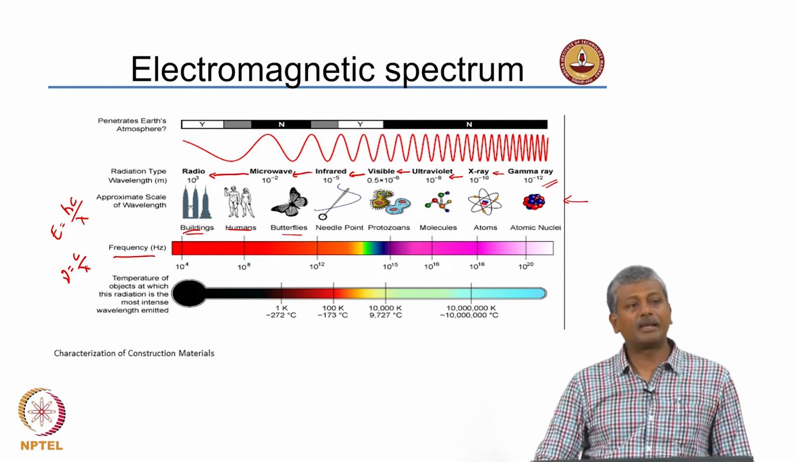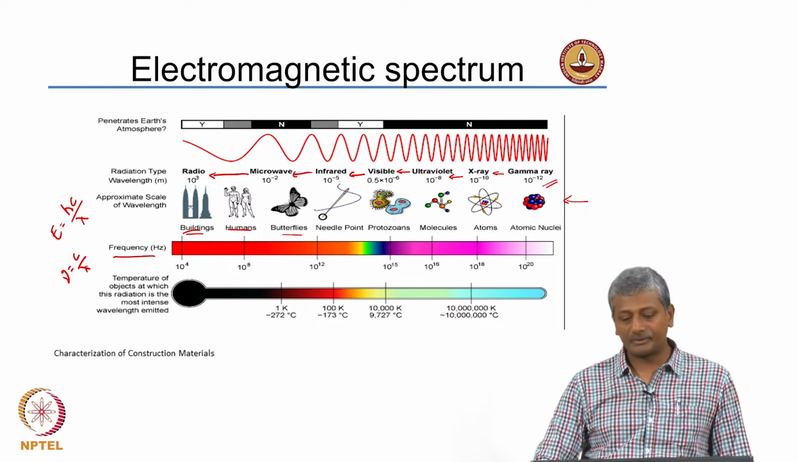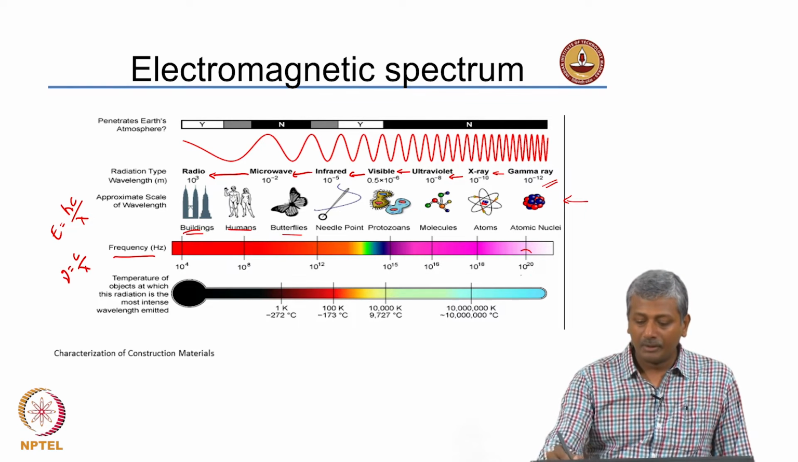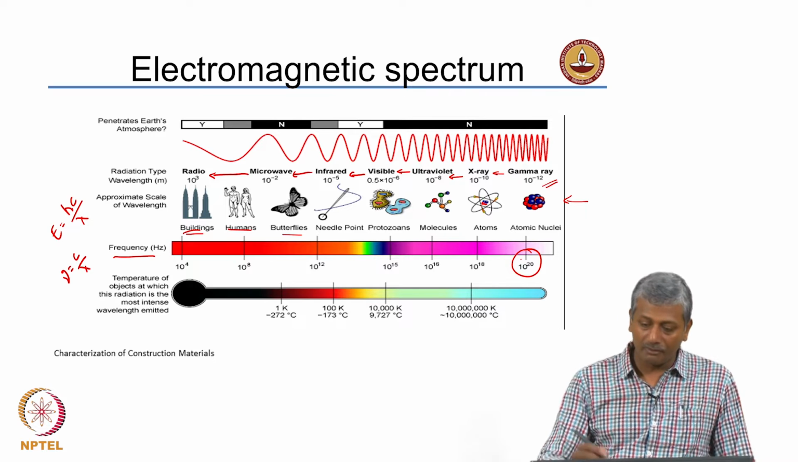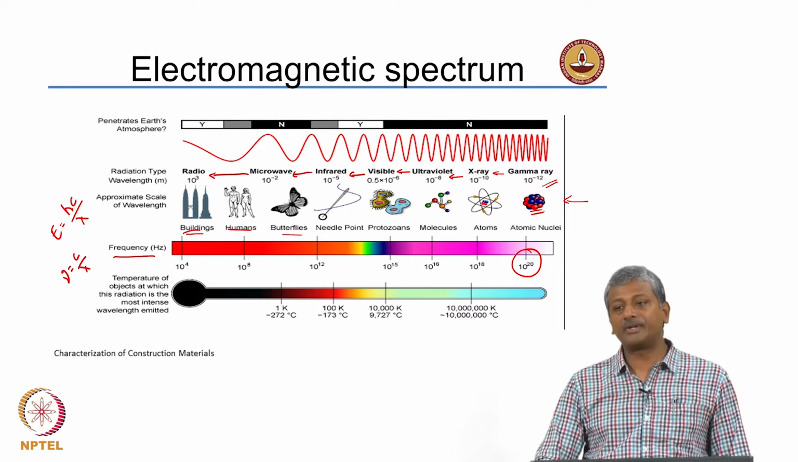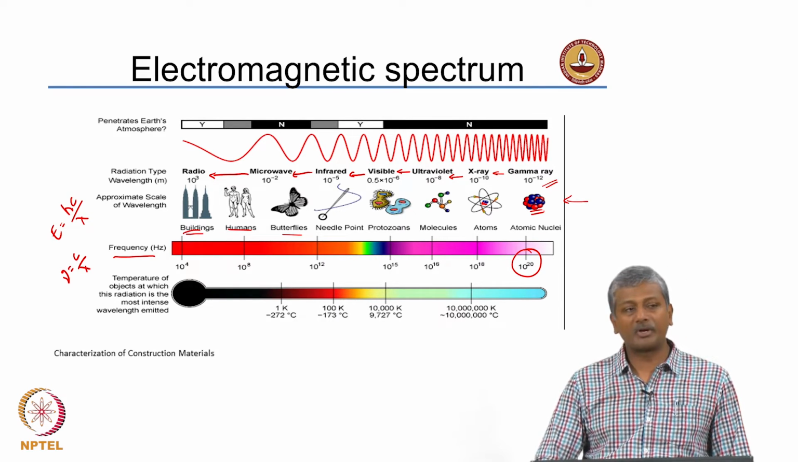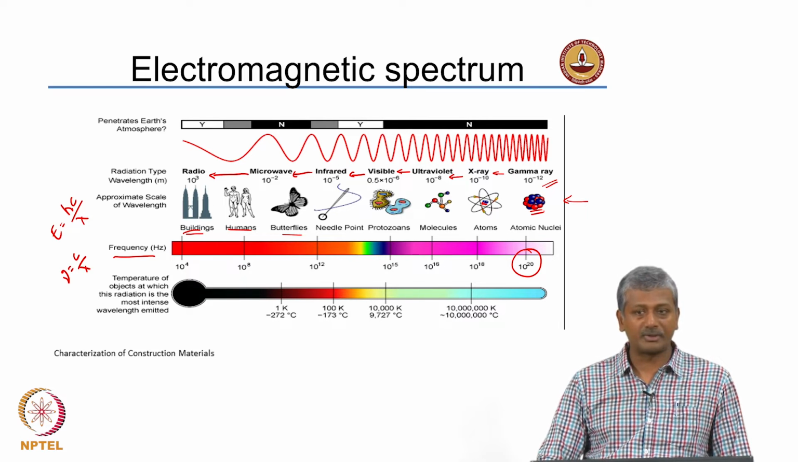C over lambda, velocity over wavelength. So, that is basically your frequency here. You are talking about 10 to the power 20 hertz in the case of gamma rays. At that frequency, you can actually resolve very small features of the atomic nuclei. So, we are talking about extremely small sizes of resolution with gamma rays.